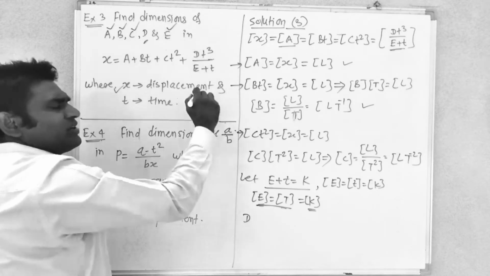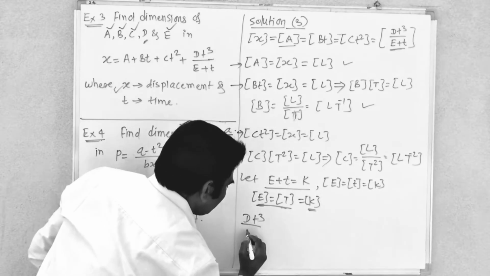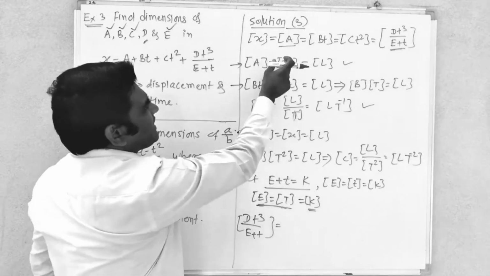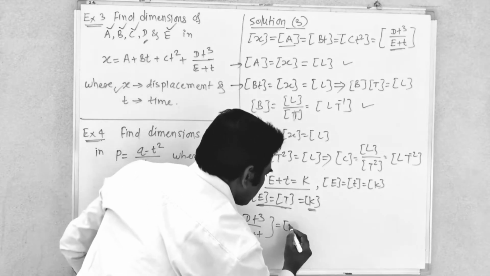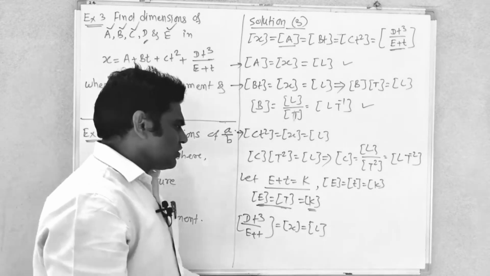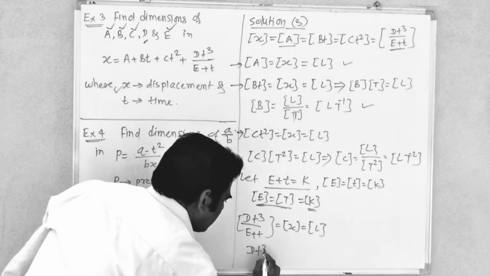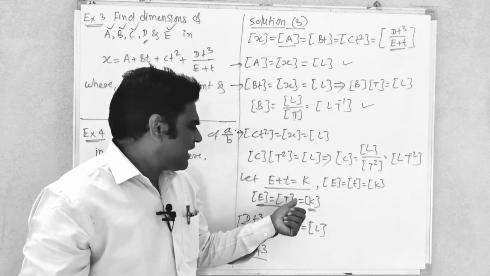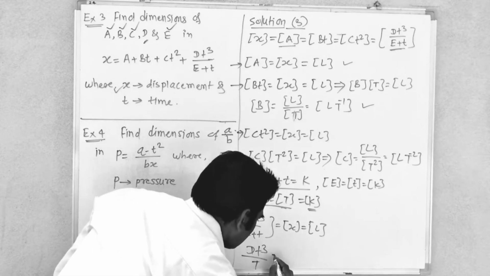Now D. For D, dt cube divided by E plus T is equal to what? Dimension of x. You can equate this or this. X means L. So from this, dt cube divided by E plus T, what is the dimension of E plus T? It means K, and dimension of K is what? T. So T is equal to L.